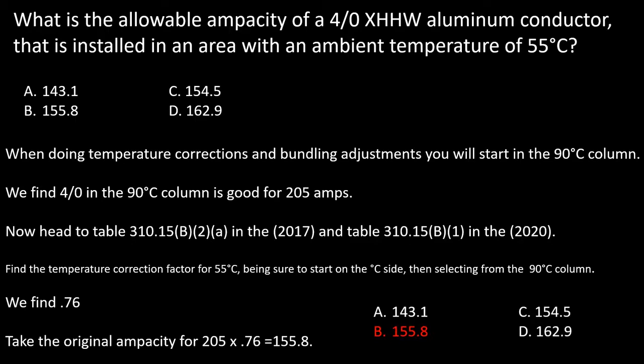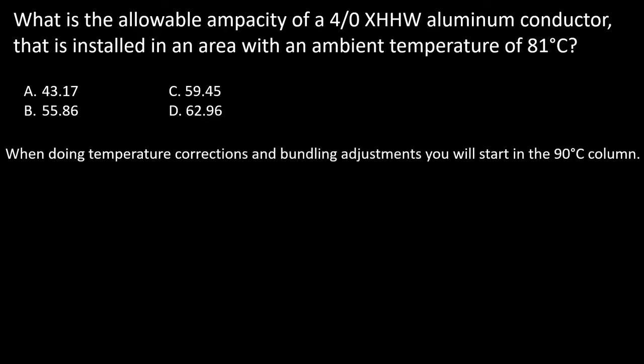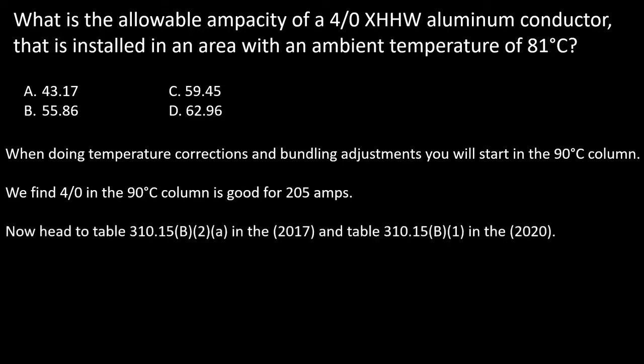Great job. What is the allowable ampacity of a 4-aught XHHW aluminum conductor that's installed in an ambient temperature of 81 degrees C? So we're going to start in the 90 degrees C column. We're going to find that 4-aught in the 90 degrees C column is good for 205 amps. Now we're going to head to our respective tables.